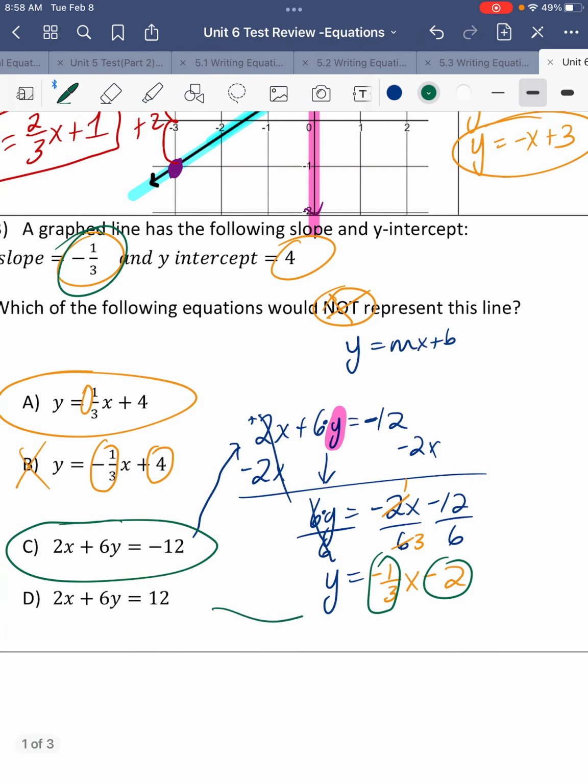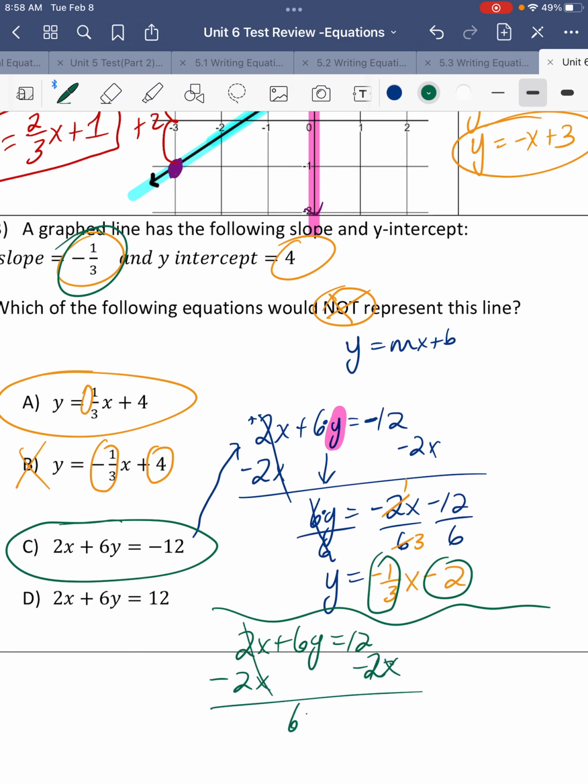And let's do the last one. So we have 2x plus 6y equals 12. So it's going to be very similar. So we're going to subtract 2x. Oh, my goodness.